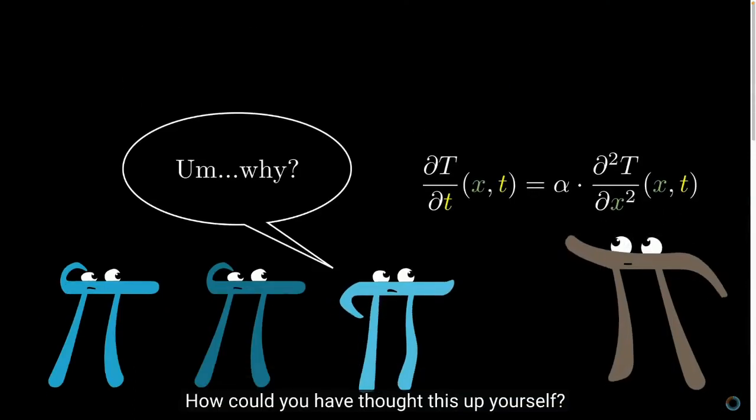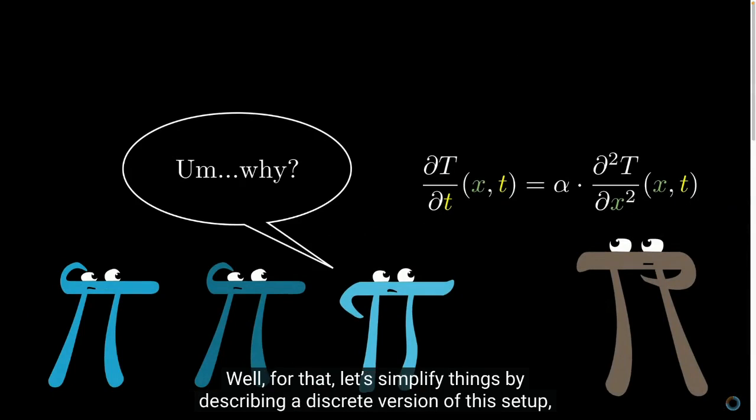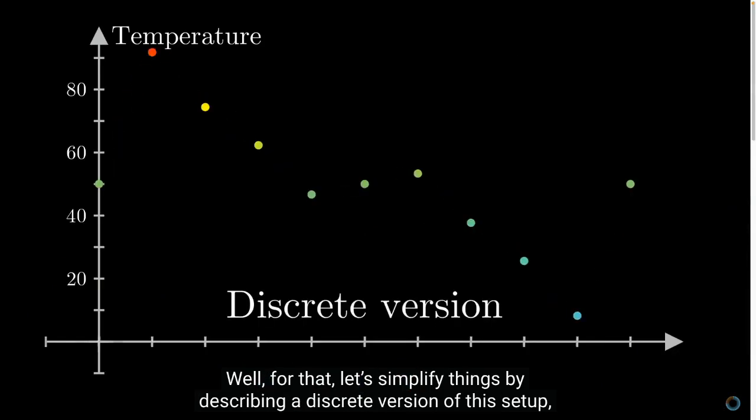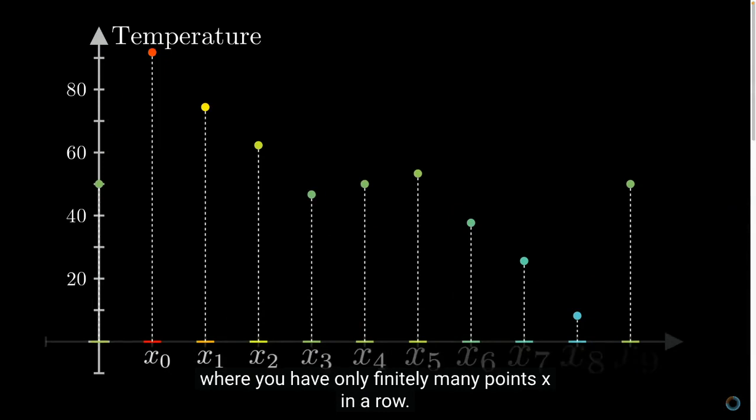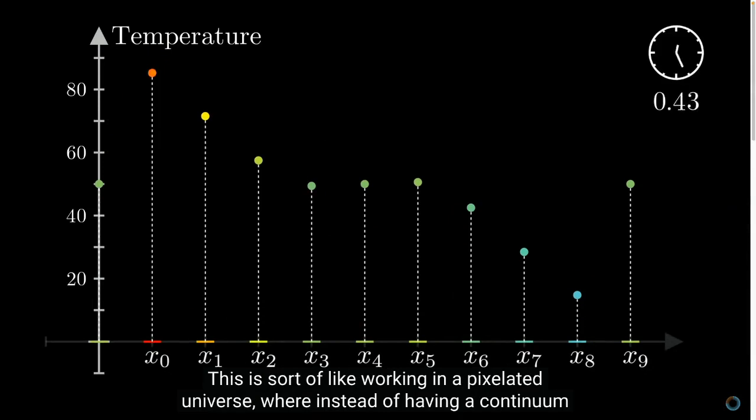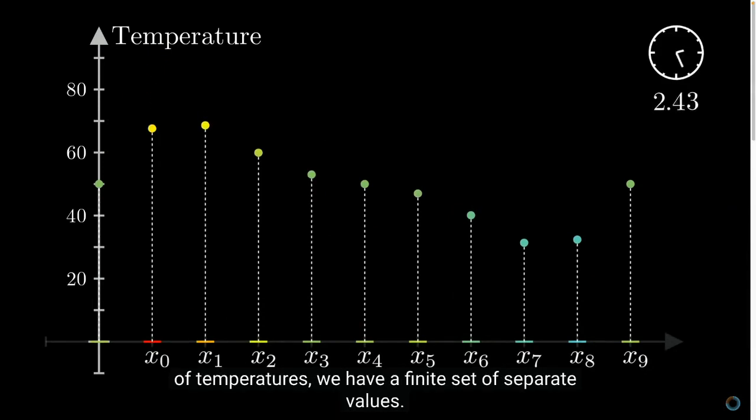So, I threw out this equation, but where does this come from? How could you think up something like this yourself? Well, for that, let's simplify things by describing a discrete version of the setup, where you have only finitely many points, x, in a row. This is sort of like working in a pixelated universe, where instead of having a continuum of temperatures, we have a finite set of separate values.